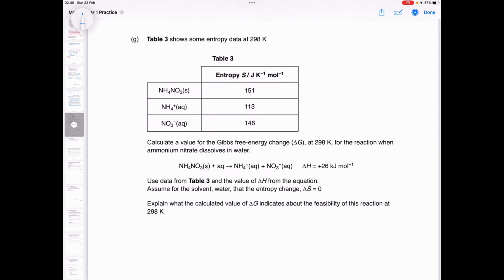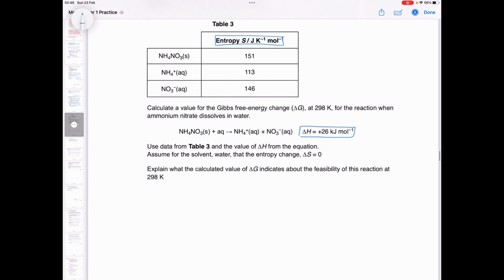Okay, we've got some entropy data now for this part of the question. It's asking us to calculate a value for the Gibbs free energy for the reaction, and we've been given delta H and some entropy values. So we're going to calculate delta S for the reaction, which is equal to the sum of the entropies of the products, take away the sum of the entropies of the reactants.